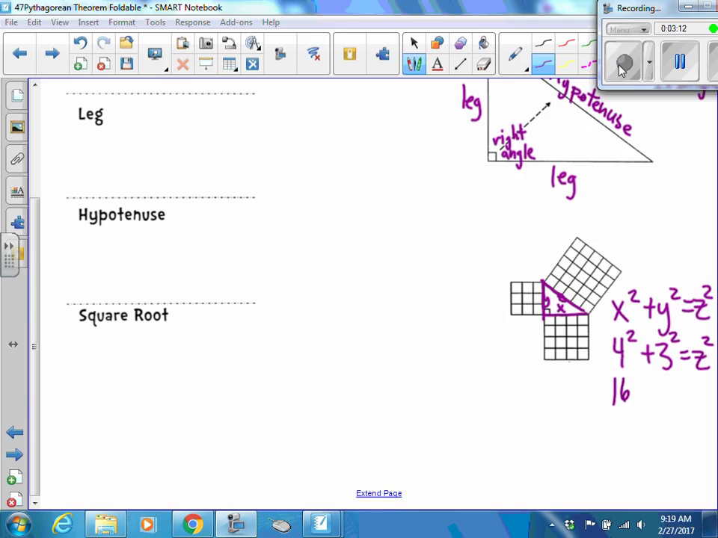So 4 squared is 16, plus 3 squared is 9. We're going to add that 16 and 9 together. I think I had an extra square in there I don't need. Take that away. So we're going to get 25 equals z squared. And to solve for z, our last step will be to square root both sides. So we get 5 equals z. And that checks out with how many boxes are on the side of z.